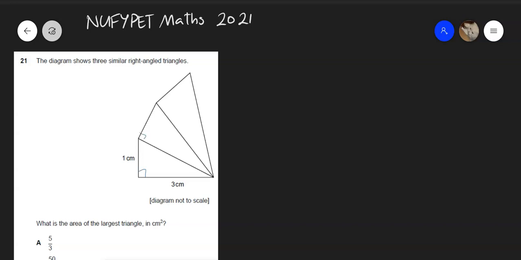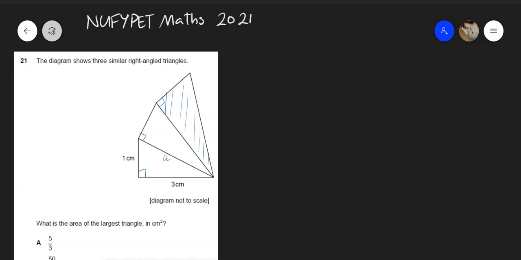Clearly, we've got three right angles, and the triangles are similar, which means that we can use the proportion rule in order to find the sides and eventually the area of the largest triangle. I know the two shorter sides of the bottom triangle, so I can find first of all the first hypotenuse. Let's mark it as A.